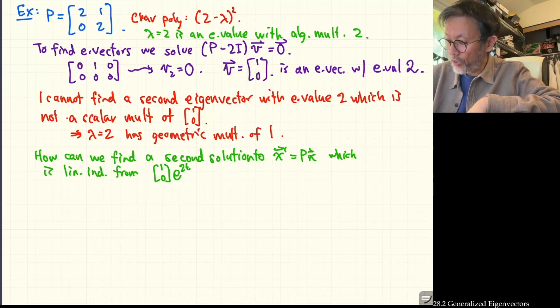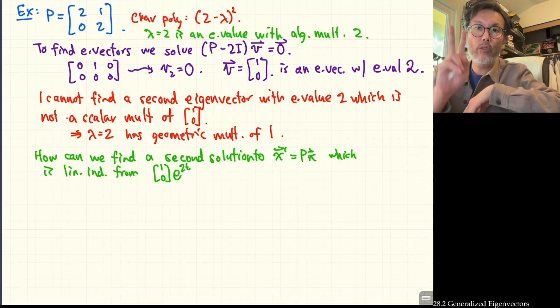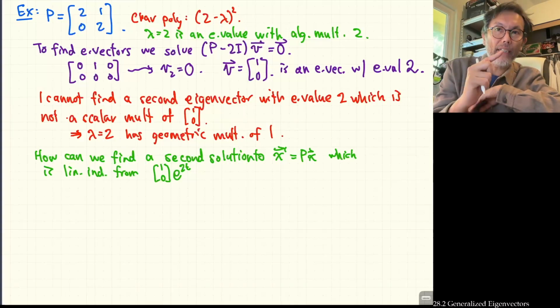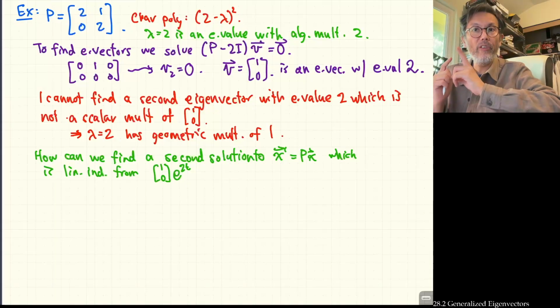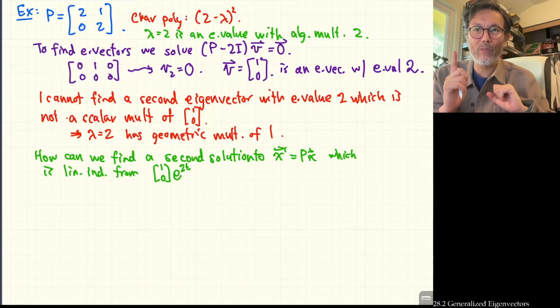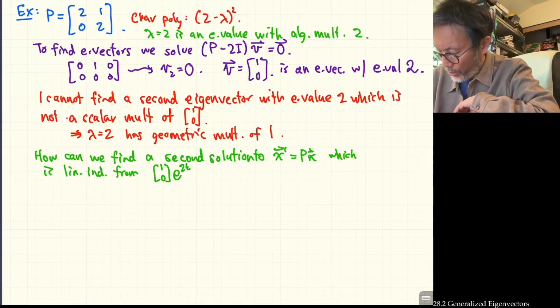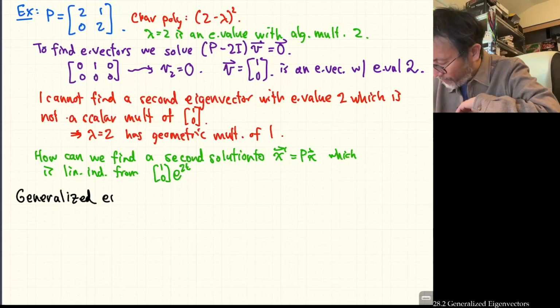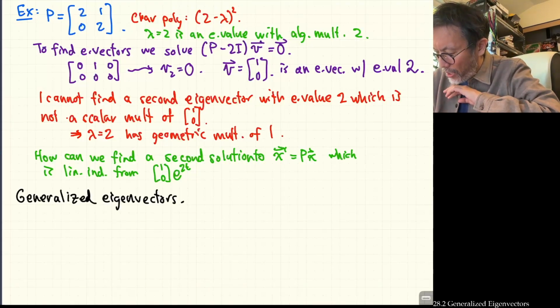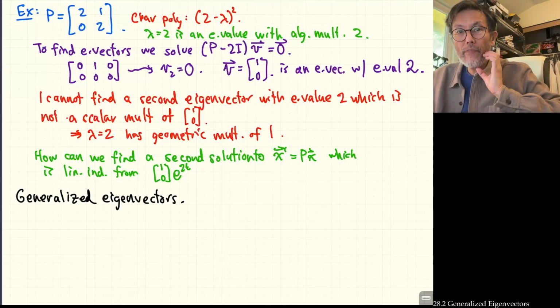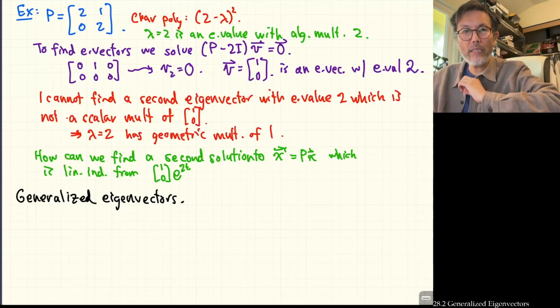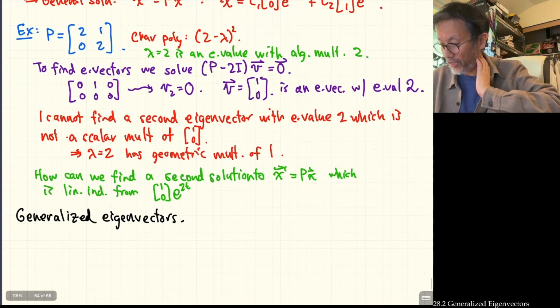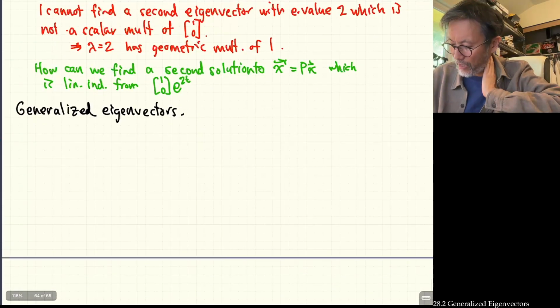What do we do? Because we know that the solution space to x prime equals Px is two-dimensional. So we need a second solution, which is linearly independent from the first. So what do we do? Well, this is where we have to introduce the idea of generalized eigenvectors. Remember our goal: we want to find a second solution to x prime equals Px for this example. So we're going to continue with this example here.